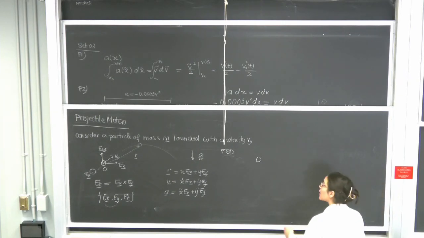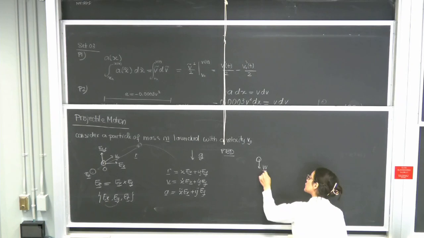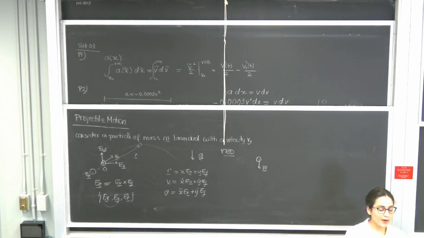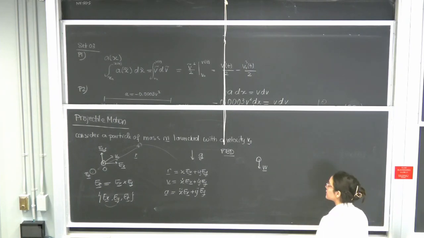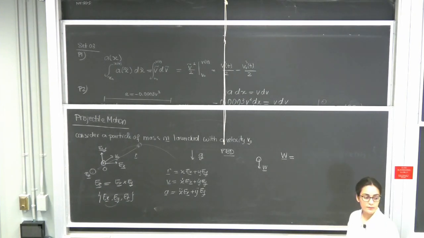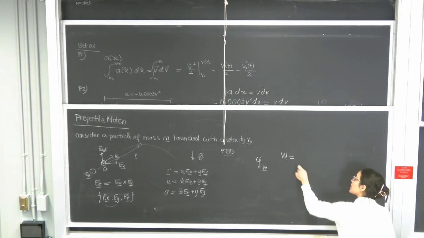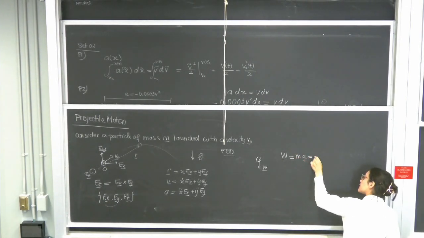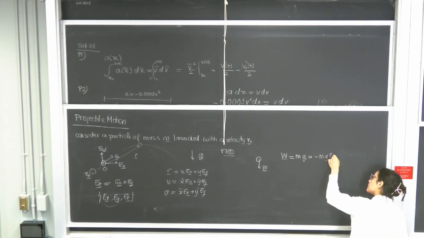What are the forces acting on this particle? We have the weight force due to gravity acting on the particle. Any other forces? We could have drag from air and so on. For now, we're going to assume there's no drag, and then we're going to add on drag later on. So assuming only the weight force acts on the particle, the weight force is equal to what? Mass times gravity, or minus mg Ey.